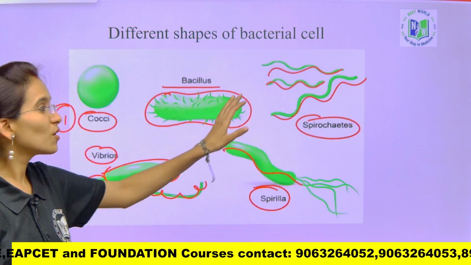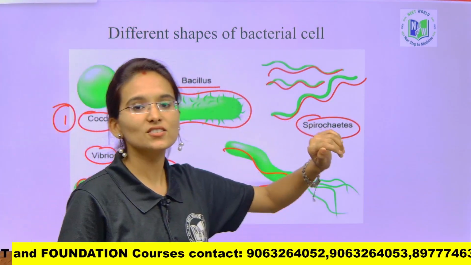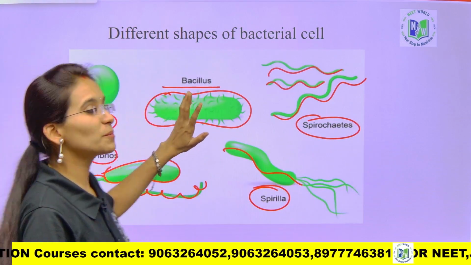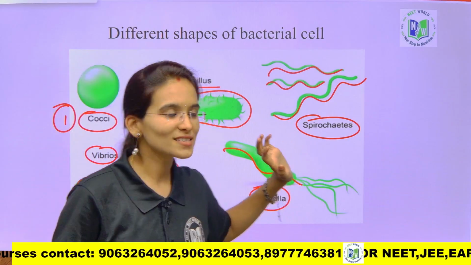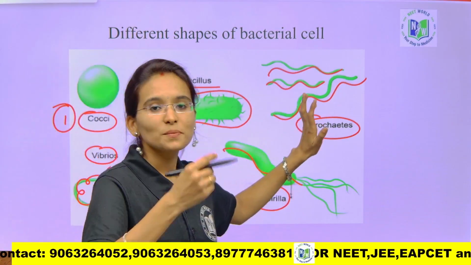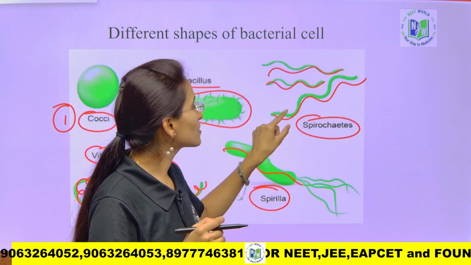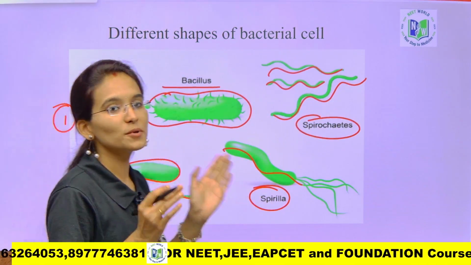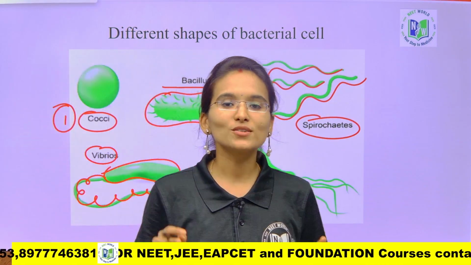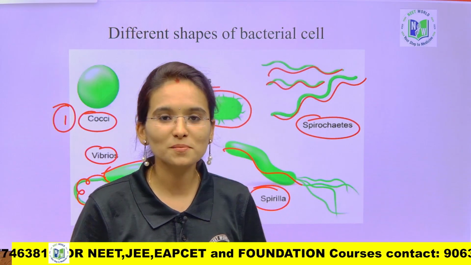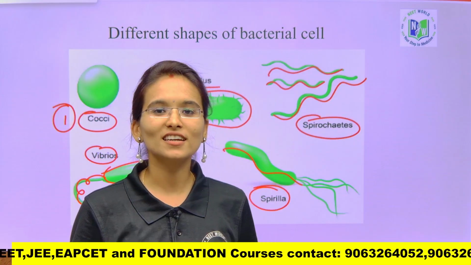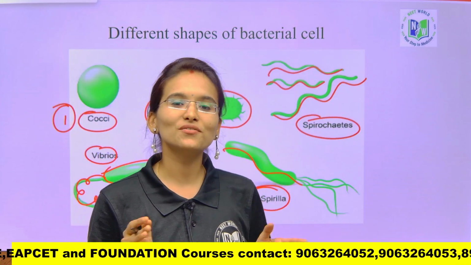Are you clear with the shapes of the bacteria? How many shapes of bacteria do we generally have, students? Coccus, which is spherical in shape; rod shaped bacteria, which are called bacillus; spiral shaped, which is called spirillum; the next one is the spirochetes; and comma shaped bacteria are called Vibrio. So these are the main different shapes of the bacteria, and these are the main general characteristic features of the Kingdom Monera. We have done with the first Kingdom Monera.